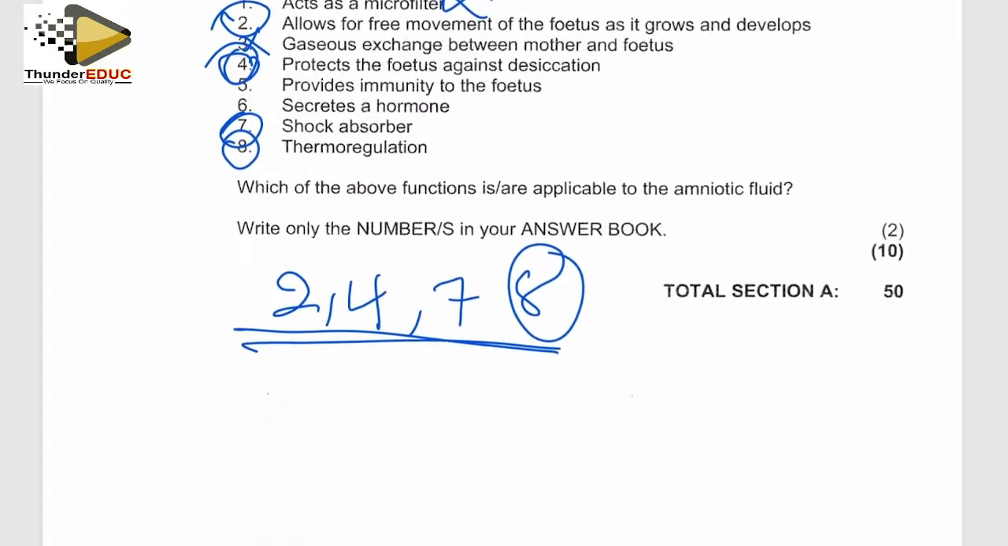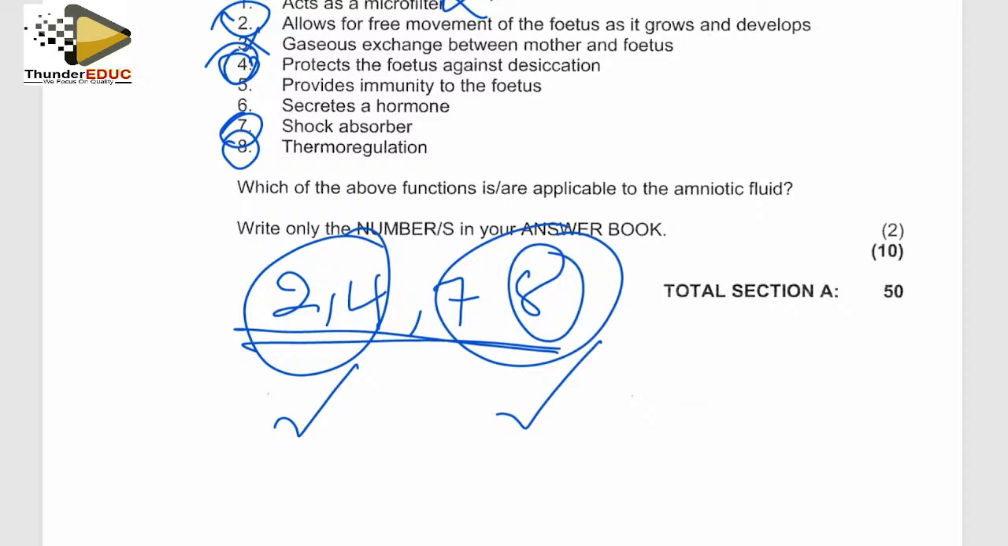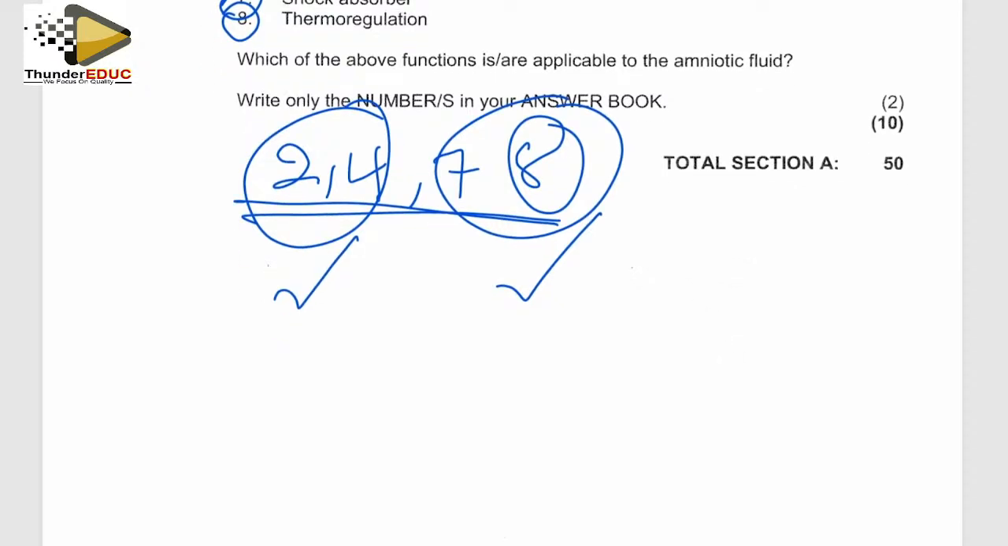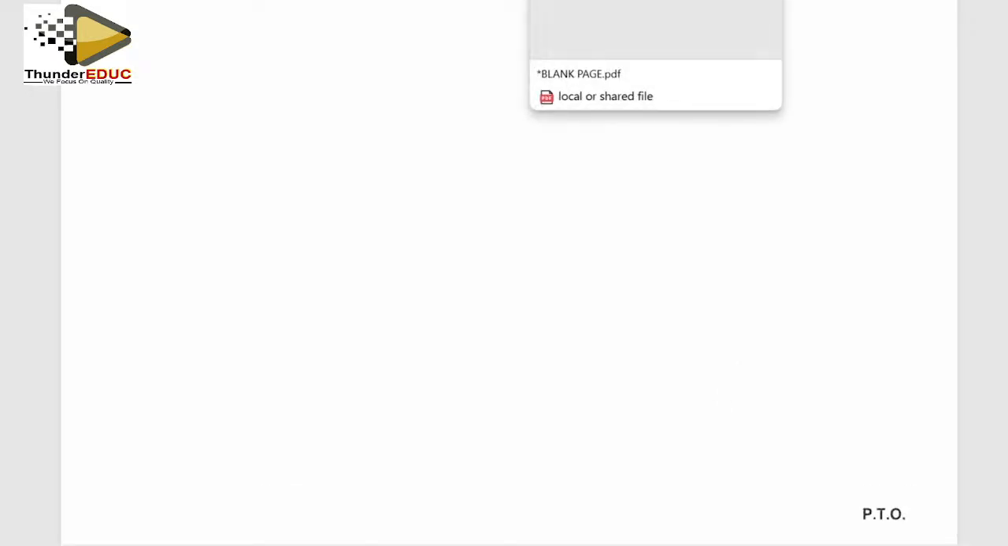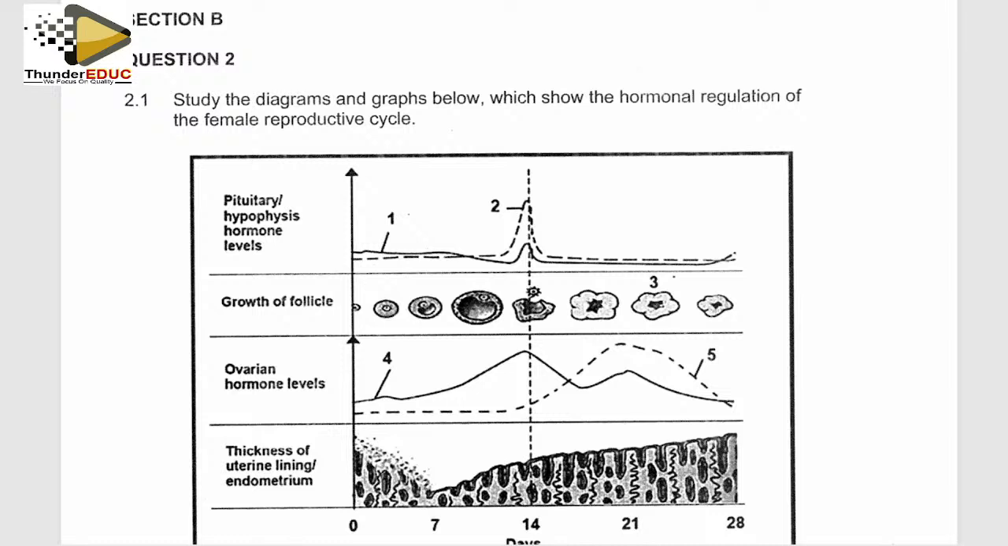How to mark? I don't know. Maybe for 2 they give you a mark, for 2 they give you a mark. So what if you just got 1? It will depend on the discussion which will be done in that regard. So I think you got 50 out of 50. So let's go to the next question, which is section B.